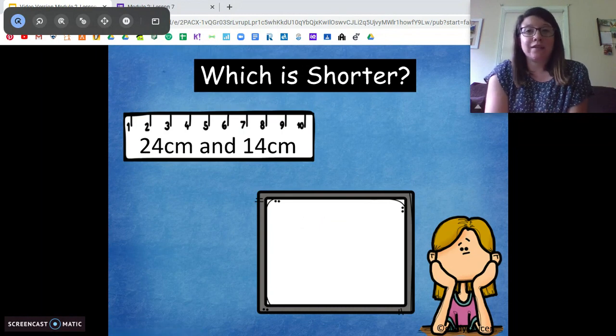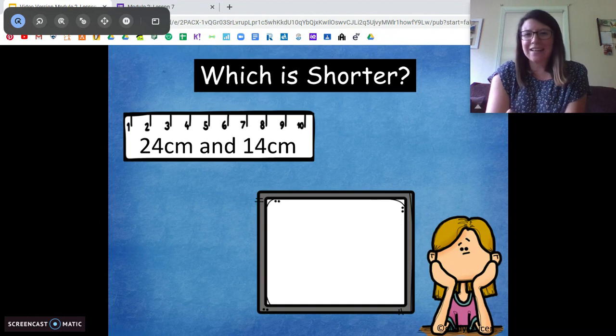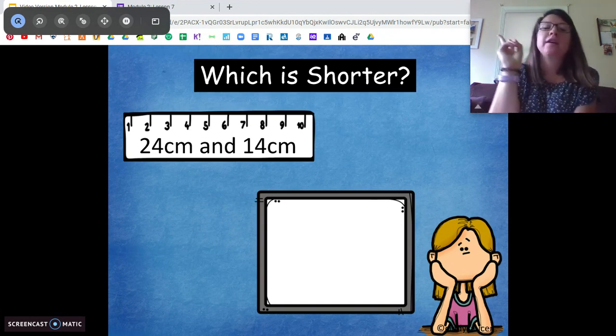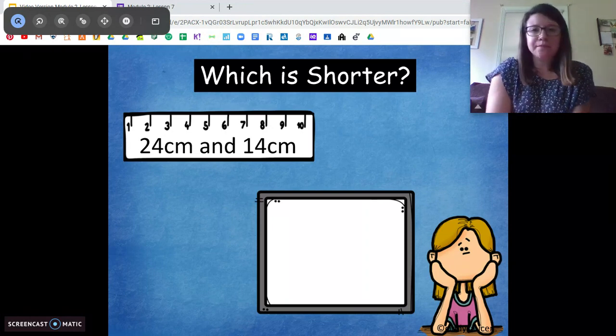All right, this one might be similar. Wink, wink. 24 and 14. Pause, tell me which one's shorter, and then write the number sentence to tell me the difference.